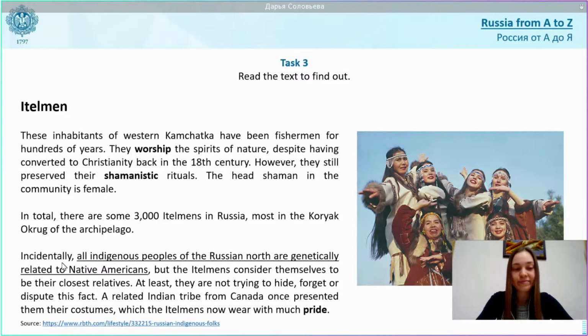So, the Itelmens now wear with much pride. Pride means to be proud of something. Pride, to be proud. You know proud, and now you know this word pride, гордость.